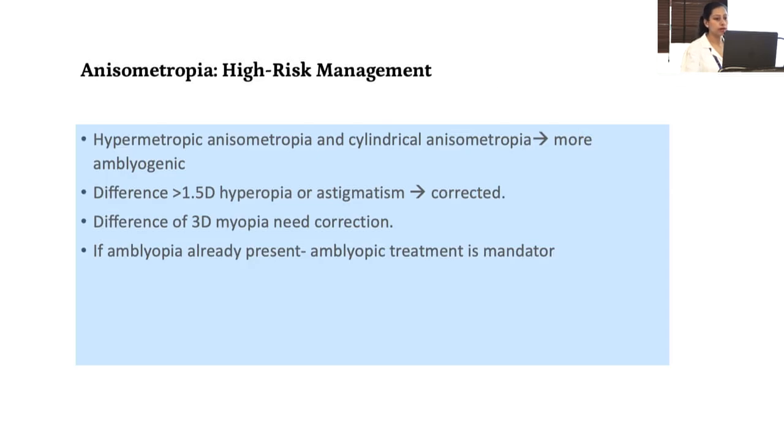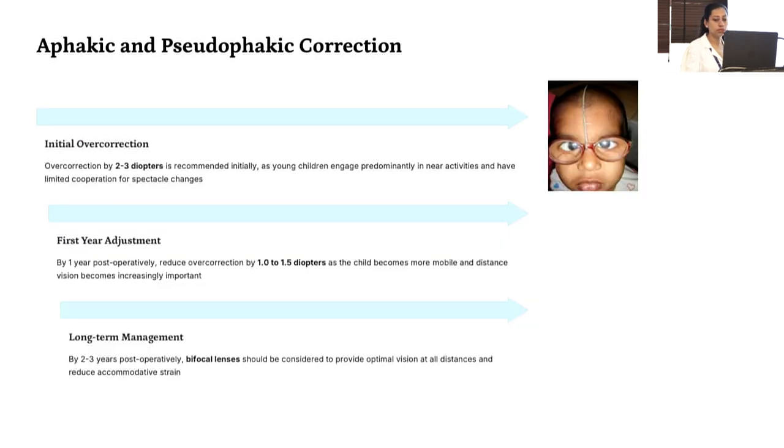Anisometropia is again a high risk area. Hypermetropic anisometropia and cylindrical anisometropia produce more amblyopia. So a difference of more than 1.5 diopters in case of hyperopia and astigmatism needs correction. In myopia, you can go up to 3 diopters. If there is amblyopia, you should treat the amblyopia as well.